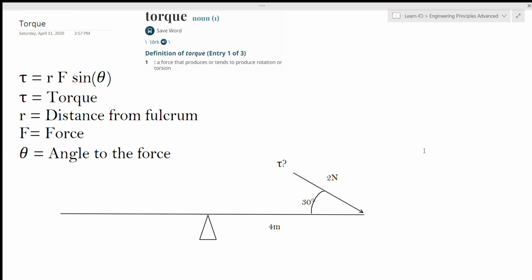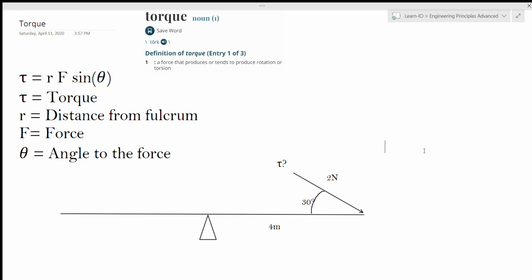So you should remember some of the basics about torque from the Engineering Principles basic course. But just to re-jog your memory, Webster Dictionary defines torque as a force that produces or tends to produce rotation or torsion. Basically, instead of moving some object up, down, left, right, a torque rotates an object.